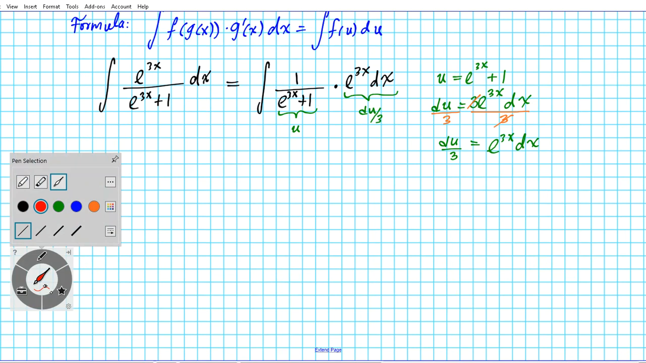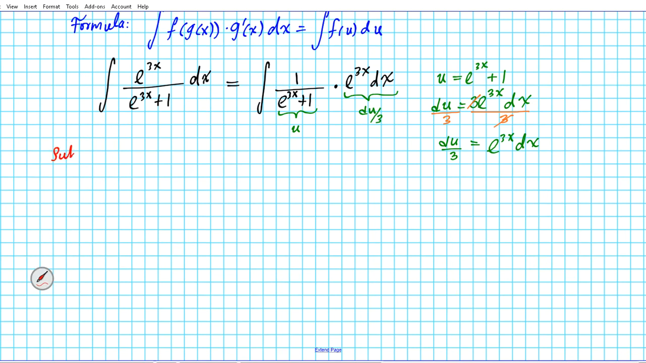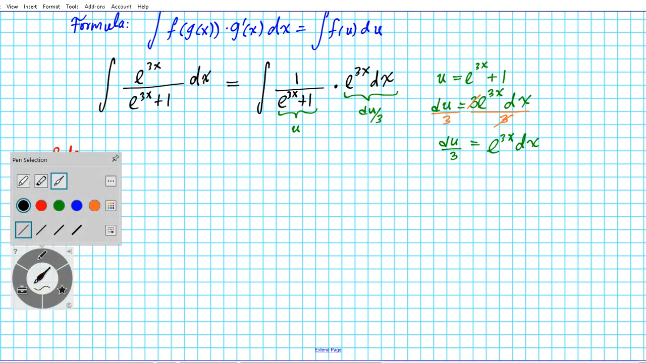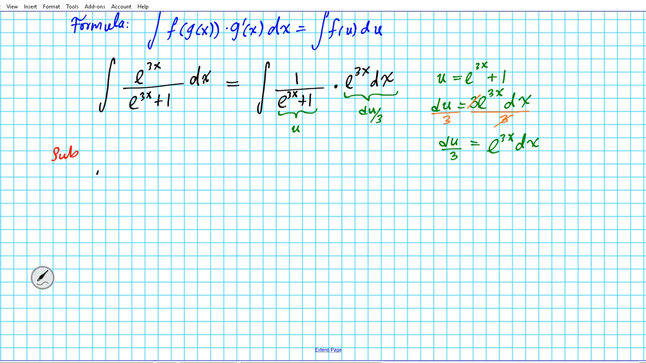Alrighty, so now we are going to go ahead and substitute. Let's do our substitution. This integral that we have right here is going to become the integral of 1 over u times du over 3. Let's factor out that 3 from the bottom, so we have 1/3 times the integral of 1 over u du. Isn't this fantastic? Take a look at the original problem we have, and after the u substitution, look at what we have. This is really, really great.